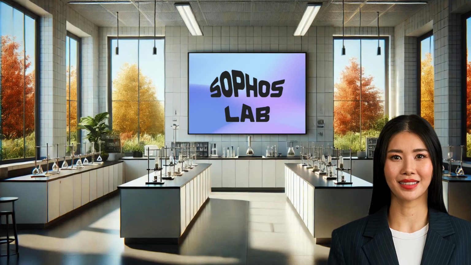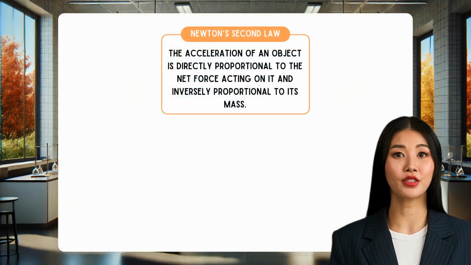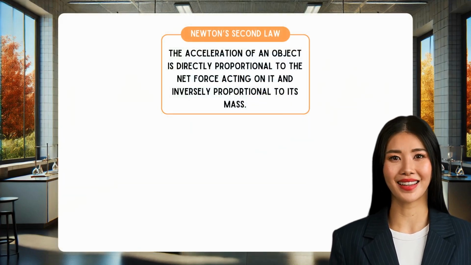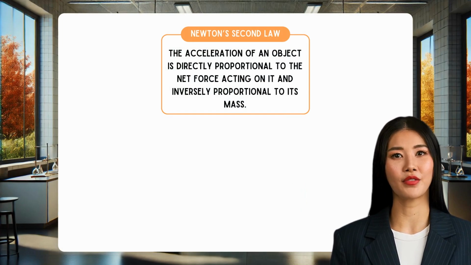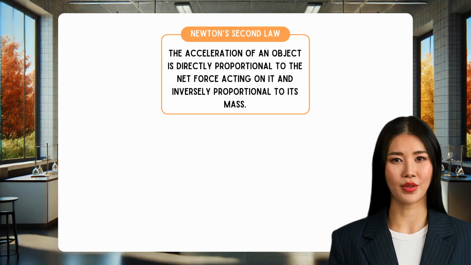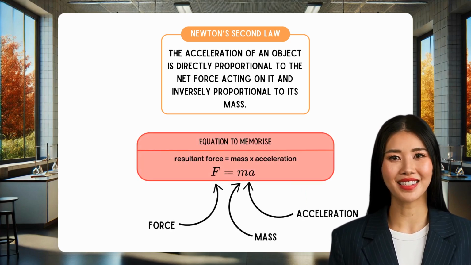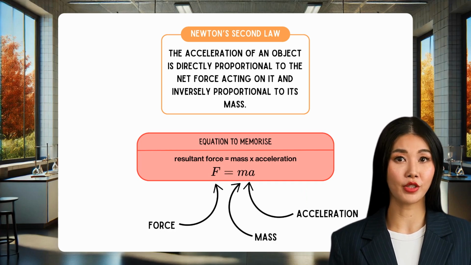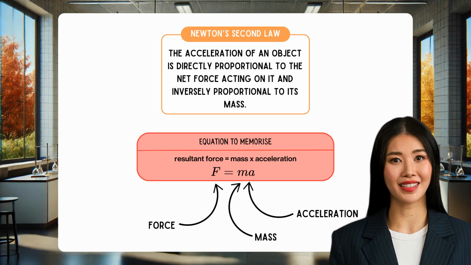In our recent lessons, we've delved into Newton's second law of motion, which elegantly states that the acceleration of an object is directly proportional to the net force acting on it and inversely proportional to its mass. You've gained a clear understanding of how different forces affect the motion of objects and how acceleration is calculated when force and mass are known.